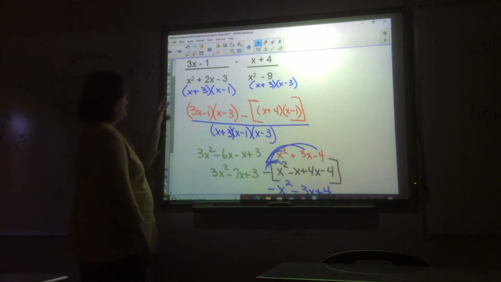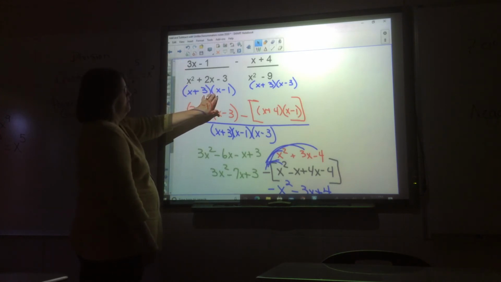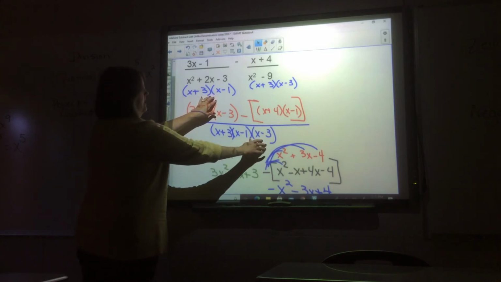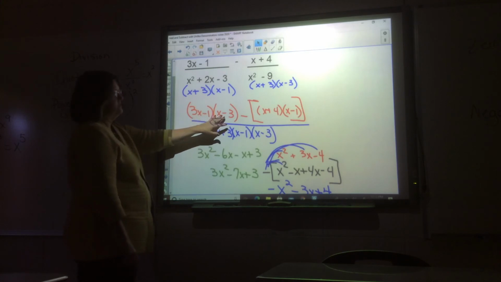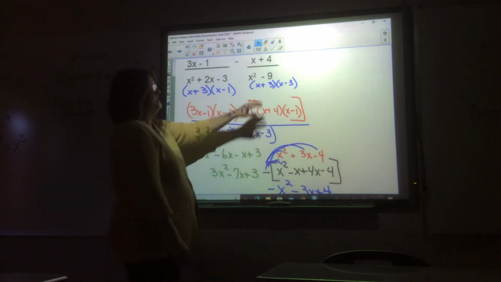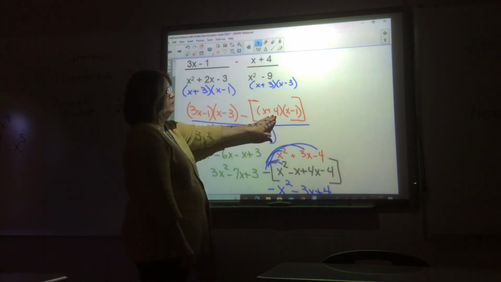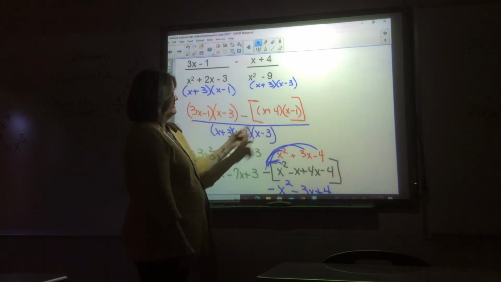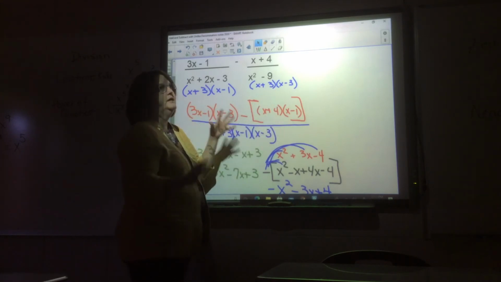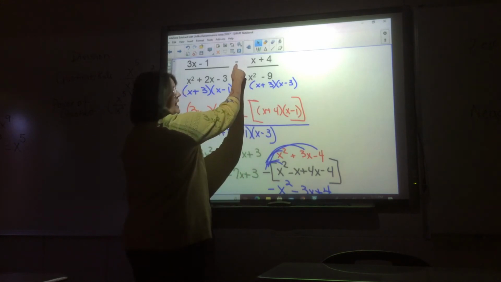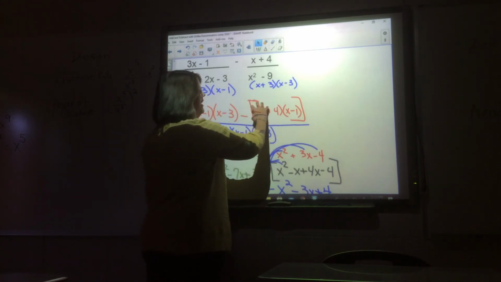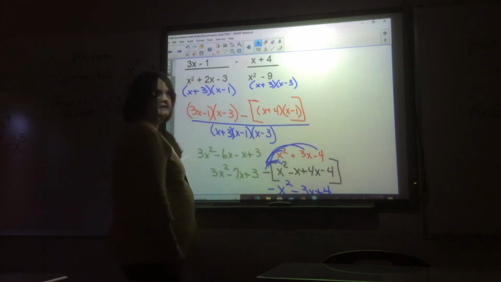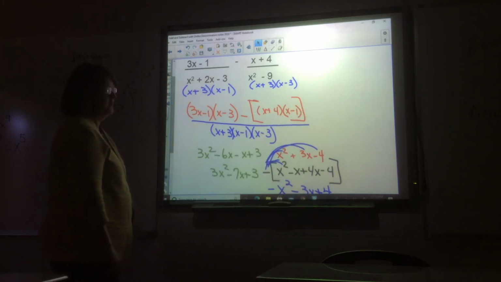Now, I take my numerator of 3x minus 1. The part of the new denominator that it does not contain is x minus 3. So I'm going to multiply 3x minus 1 times x minus 3. I'm going to do the same thing over here. We've got x plus 4. The part that it does not contain is x minus 1. Now, I put it in brackets because I've got a minus sign here. That's going to indicate that this entire numerator has to be subtracted. So I put it in brackets just so I didn't forget that.